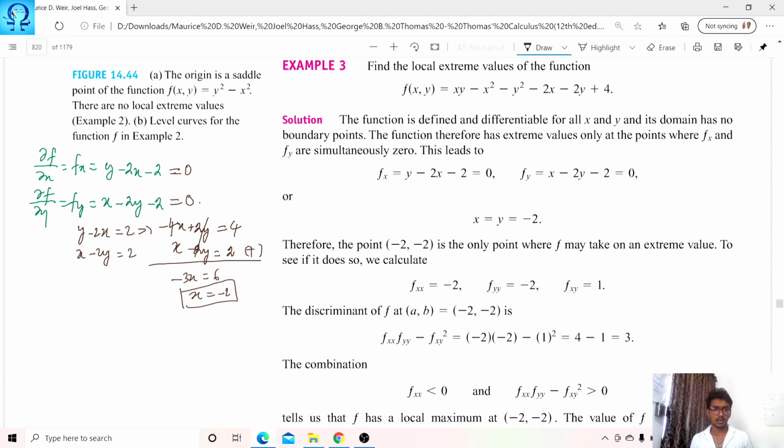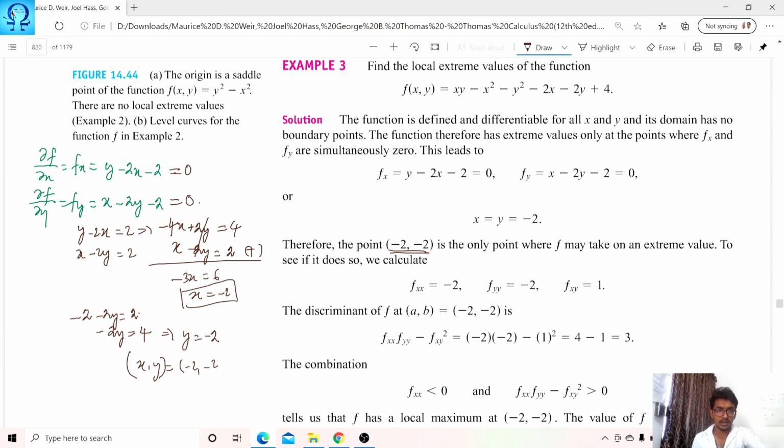So if you plug in x equal to minus 2 in any of these quantities, minus 2y equals 2. Therefore, minus 2y will be 2 plus 2, that is going to be 4. Therefore, your y is minus 2. Therefore, this gives you the point (x, y) as minus 2 comma 2. Okay, this is the only point where a function may take an extreme value.